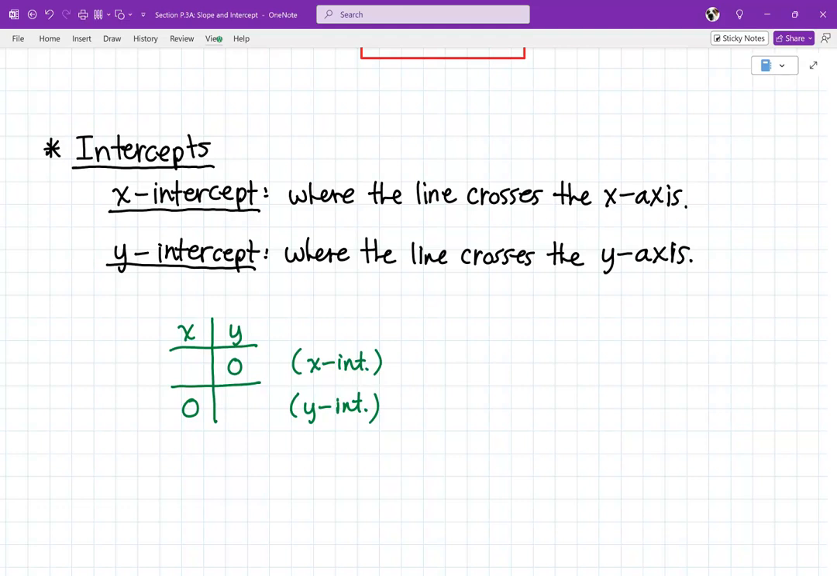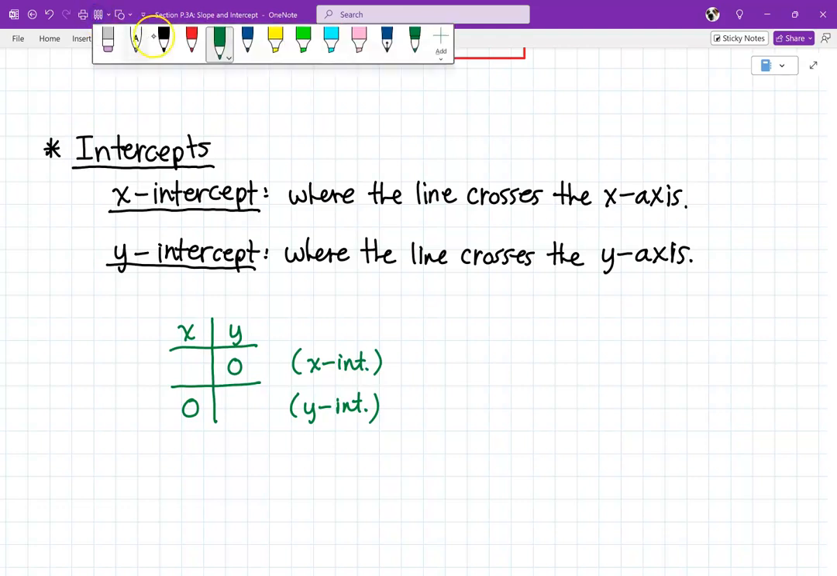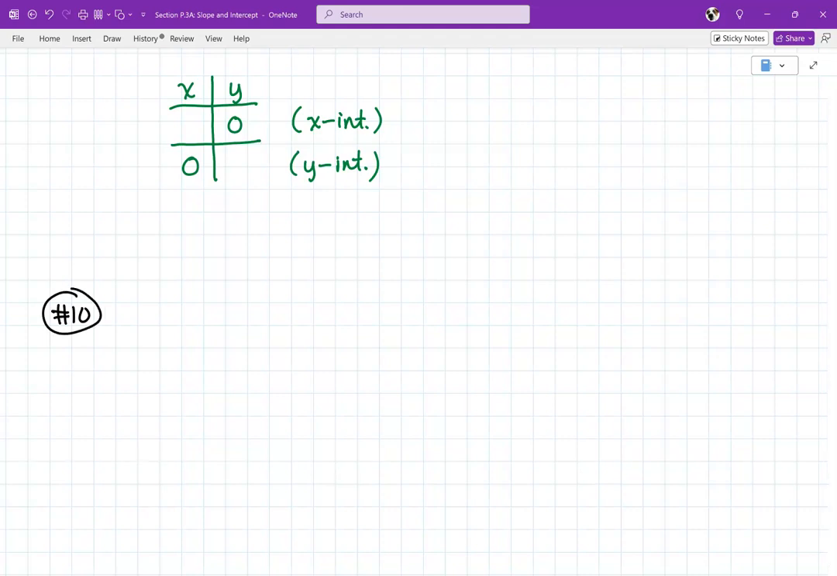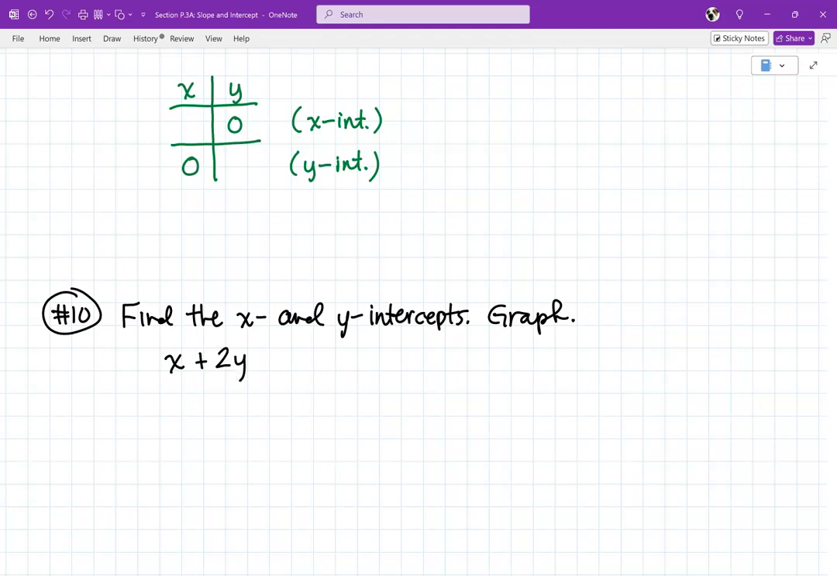So let me show you one of these. We'll do number 10 and then we're done. Number 10 says find the x and y intercepts and then graph. And here's the equation: x plus 2y equals 2.